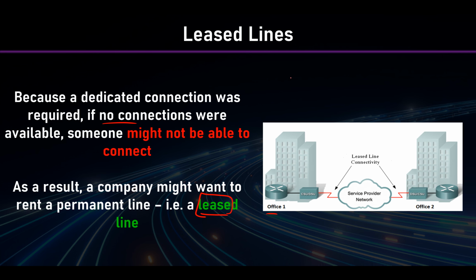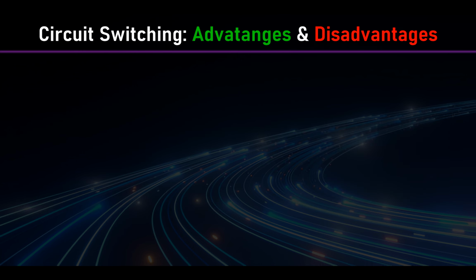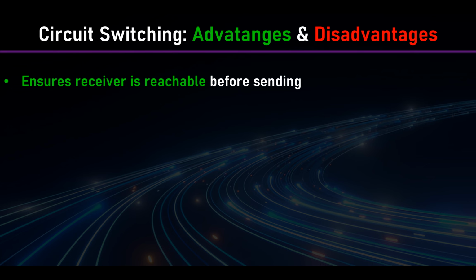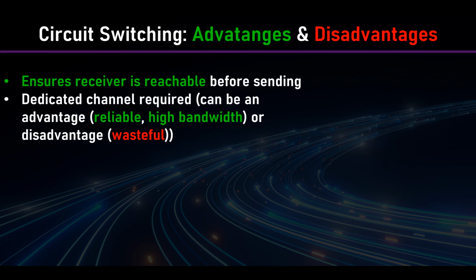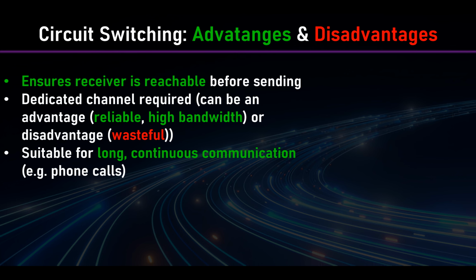And when we say permanent line, if we just draw those telephone wires like this, they could just rent one of these telephone lines. That's what that's saying. So the advantages: one, it's going to be reliable because we're ensuring the receiver is reachable. A dedicated channel is required, so it can be an advantage, reliable high bandwidth, or a disadvantage, it is wasteful, we're not using the bandwidth well.